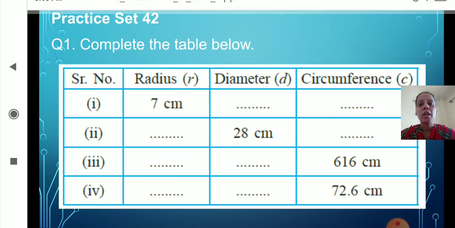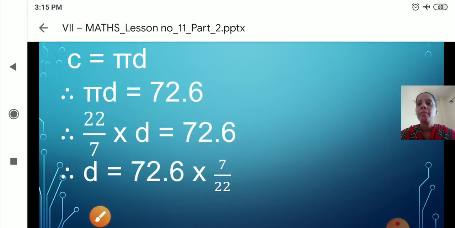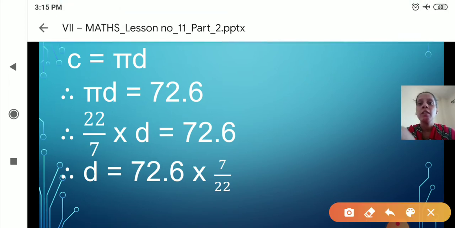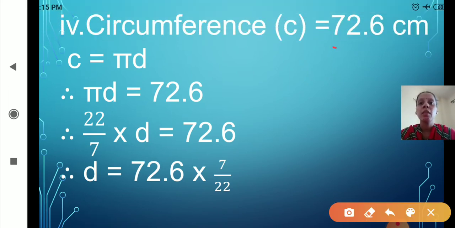So now we'll start with the fourth sum. As you can see here, circumference C is equal to 72.6 centimeter, which is given in the table. Now we will find out first diameter, then we will find out radius. So circumference is 72.6. How will we find out diameter? You will use the formula C is equal to pi d to find out diameter.